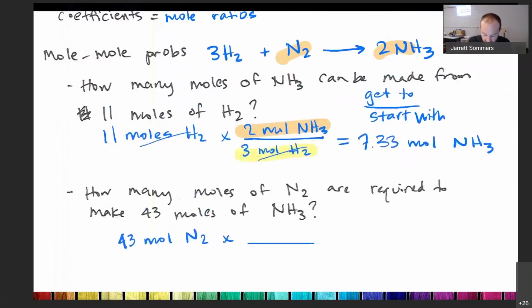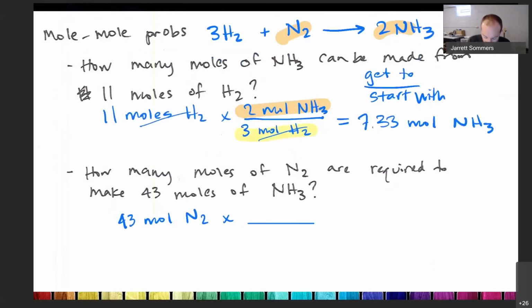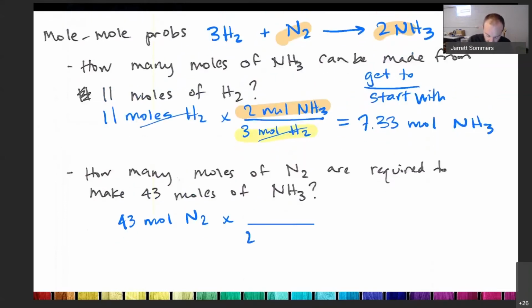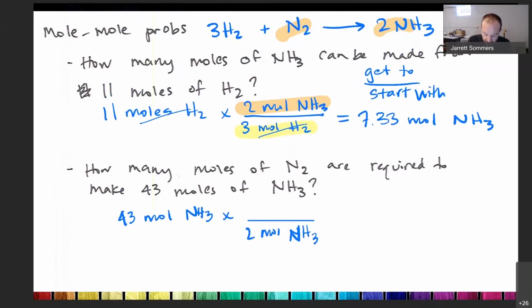As you can see, the numbers come from the balanced reaction. So 2 moles of ammonia would go, sorry, I wrote it down wrong. This should be NH3 because I'm given that. And so on the bottom goes 2 moles of NH3, and the number 2 came from the balanced reaction. And then on top goes the one you're going to. In this case, I'm going to nitrogen, so it's 1 mole of nitrogen there.